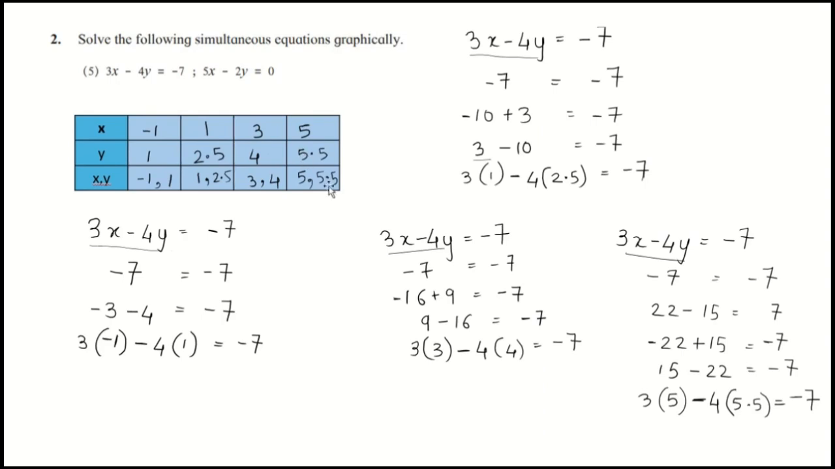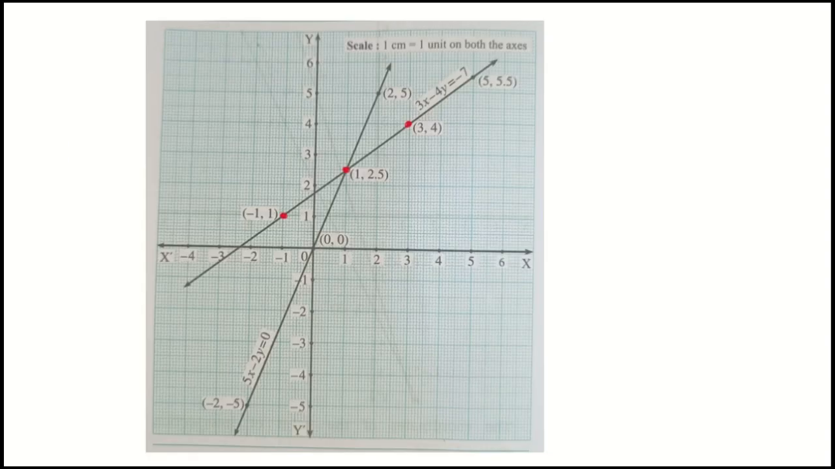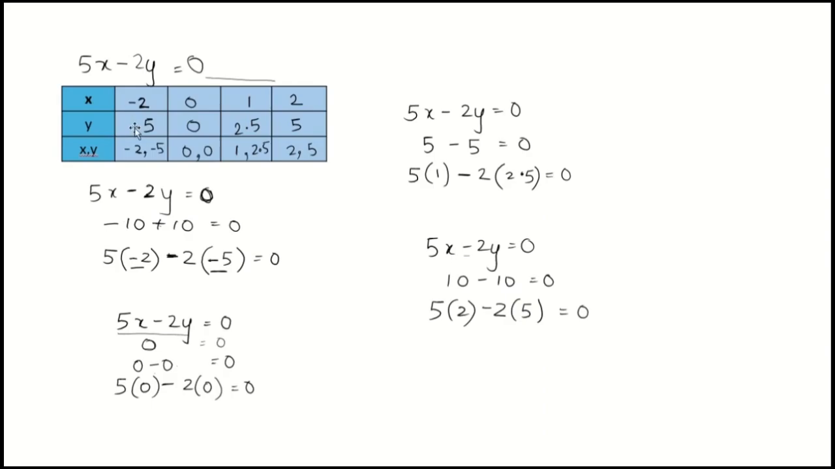Fourth point, 5 comma 5.5, 5 on x and 5.5 on y. So let's draw this, join these lines and draw one line. For the equation, it is 3x minus 4y is equal to minus 7. Now we will place the points from equation 2 on the graph.